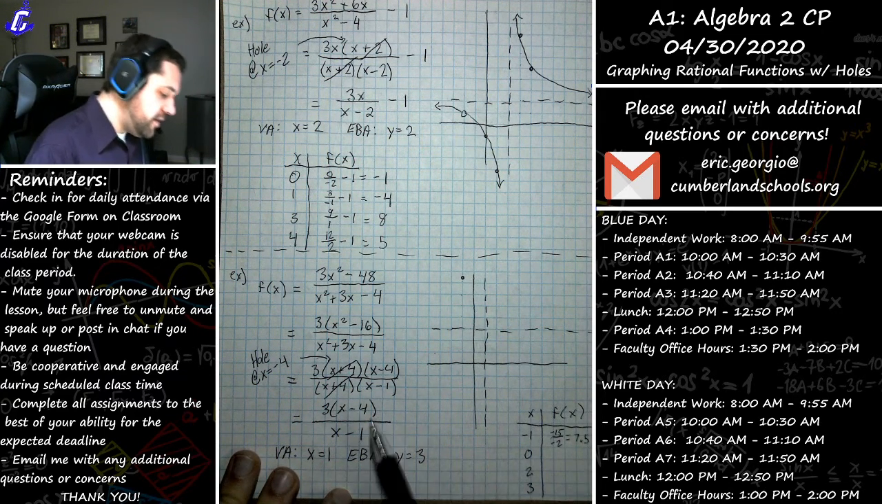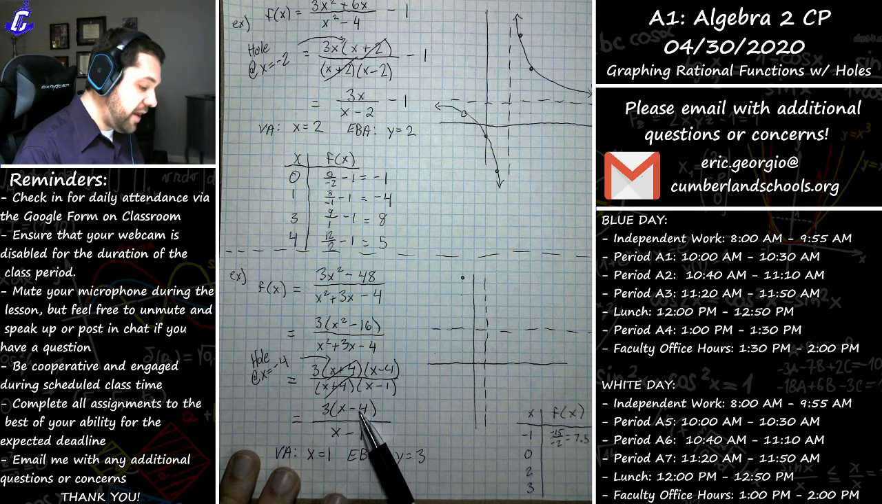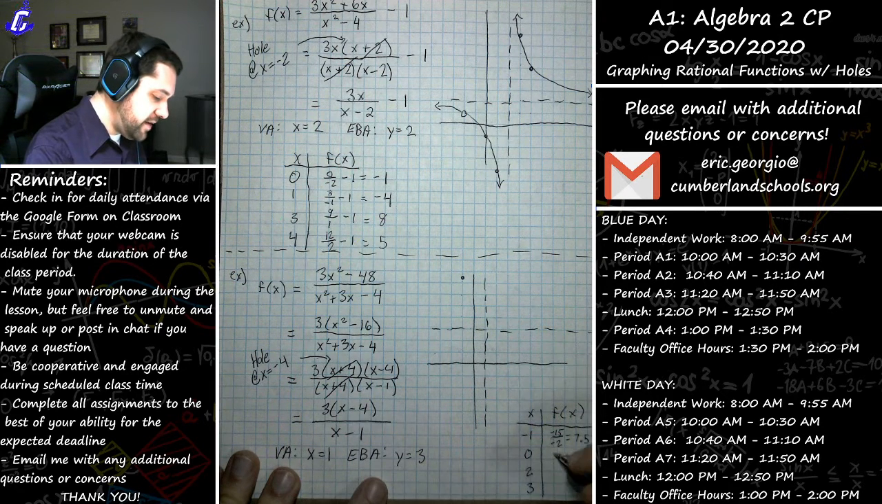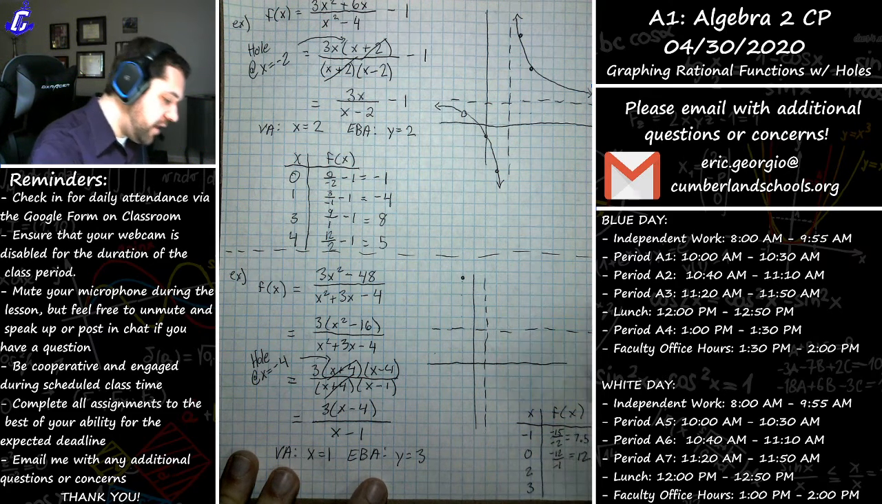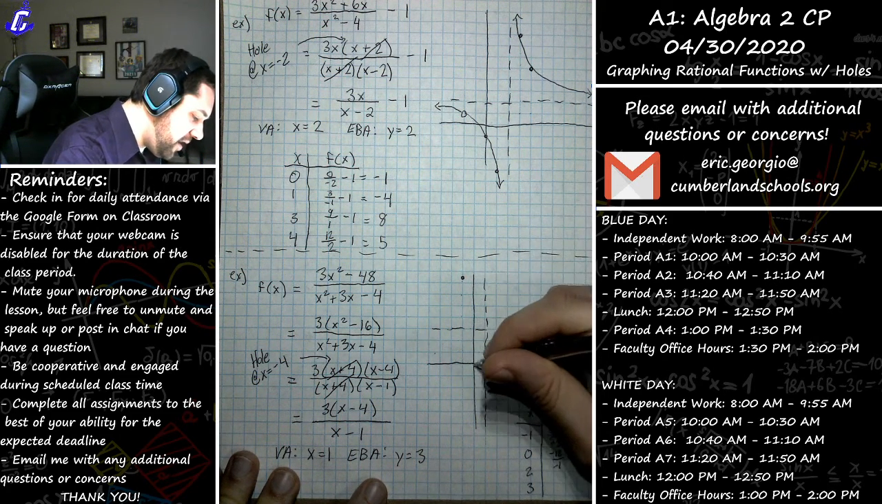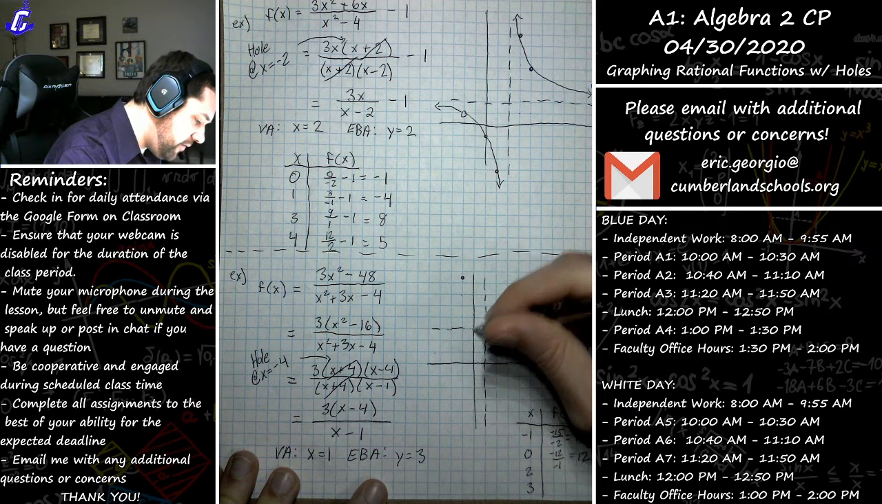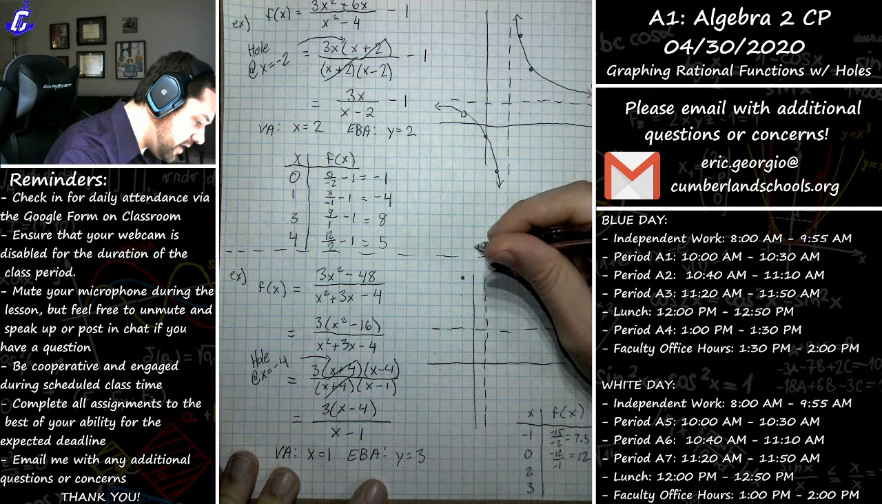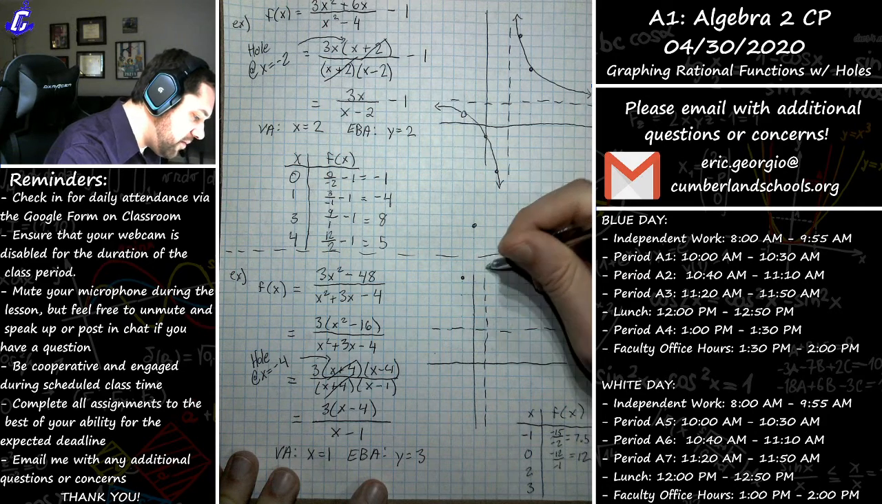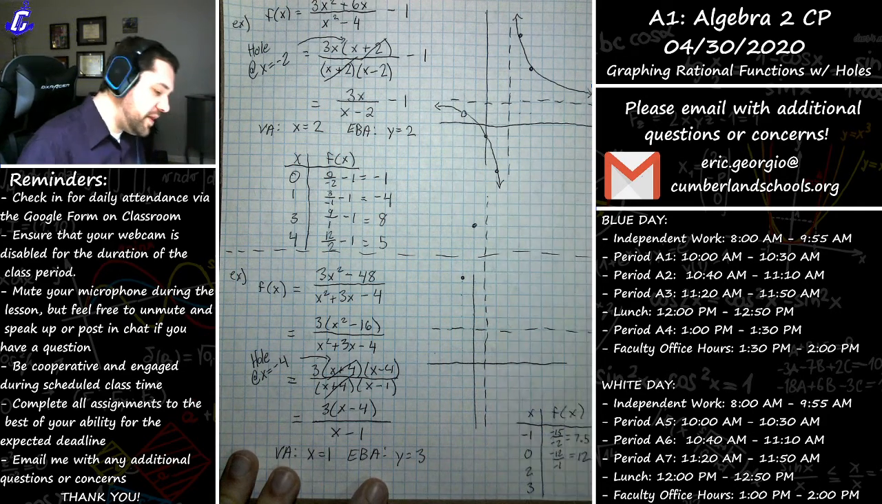0 goes in. 0 minus 4 is negative 4. 3 times negative 4 is negative 12, divided by 0 minus 1, which is negative 1. That's positive 12. Oh boy. 1, 2, 3, 4, 5, 6, 7, 8. I lost count. 3, 4, 5, 6, 7, 8, 9, 10, 11, 12. We're going to bleed into the other problem here.